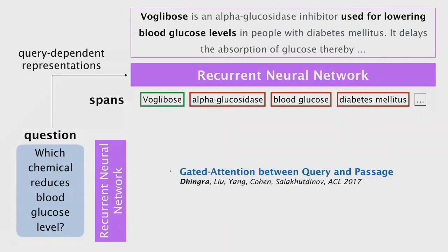So one thing that we can do is, instead of representing the spans independently of the question, we can inject some information from the question itself into the recurrent neural network, which represents those spans, to build what are called query-dependent representations.